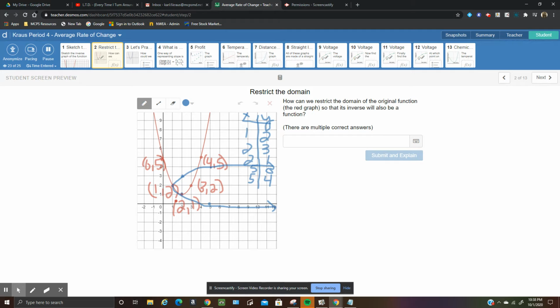So in order to make it a function, you're going to have to get just a branch of this parabola here. So let me draw that in orange. So if I just get this right side of this parabola, then the inverse is going to be a function. So there's multiple answers. In fact, there's infinitely many answers, but most of the time we go to the vertex there. So we'd say x is greater than or equal to 2 to get the orange part of the graph.